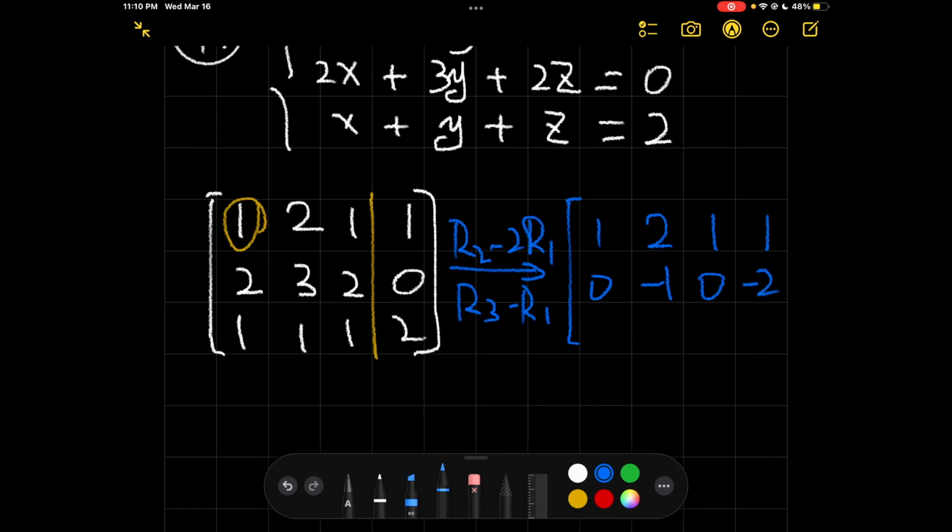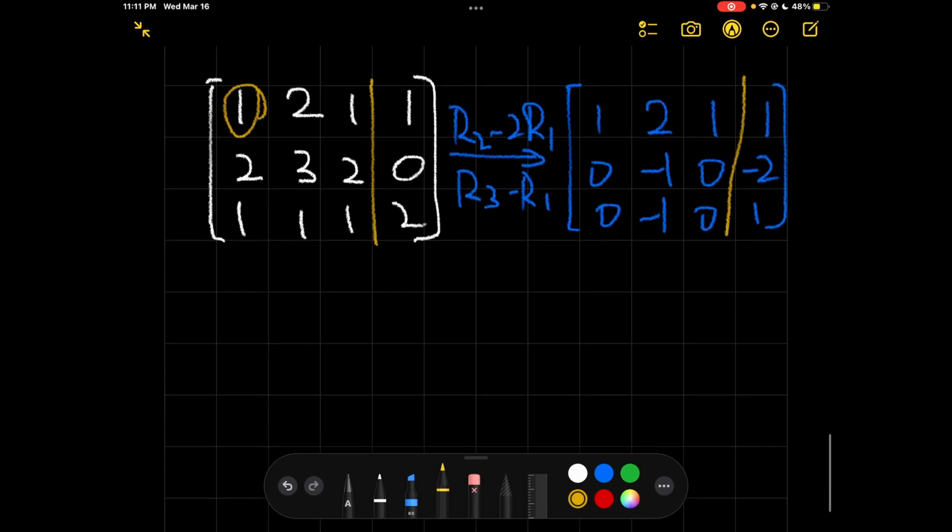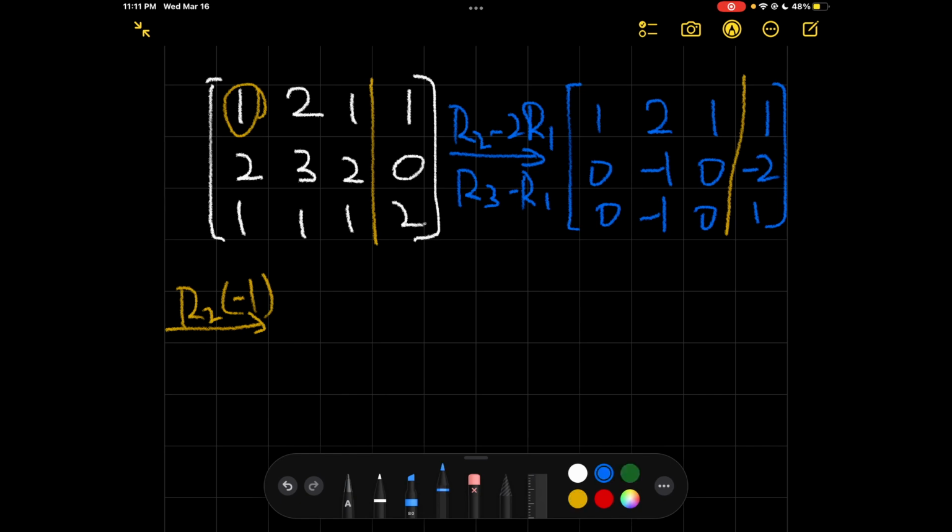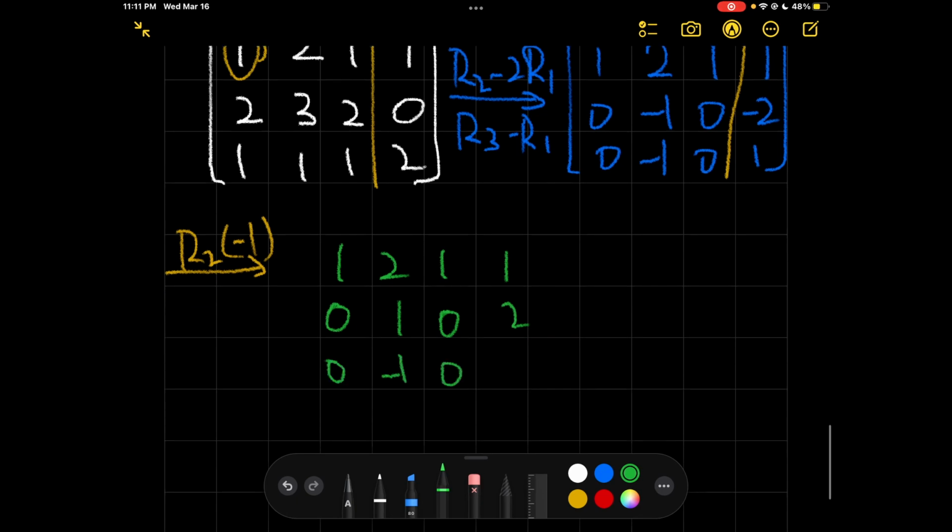And now we have row 3 minus row 1. 1 minus 1 is 0. 1 minus 2 is -1. 1 minus 1 is 0. 2 minus 1 is 1. And now we need another pivot point. For row 2, we can negate row 2 times -1. We have 1, 2, 1, 1, 0, 1, 0, 2, and 0, -1, 0, 1.